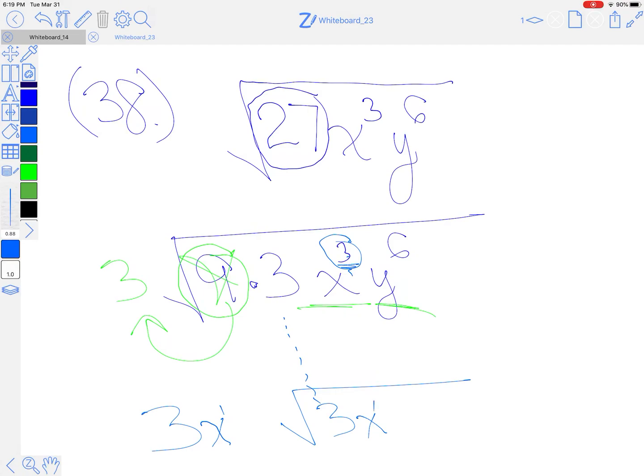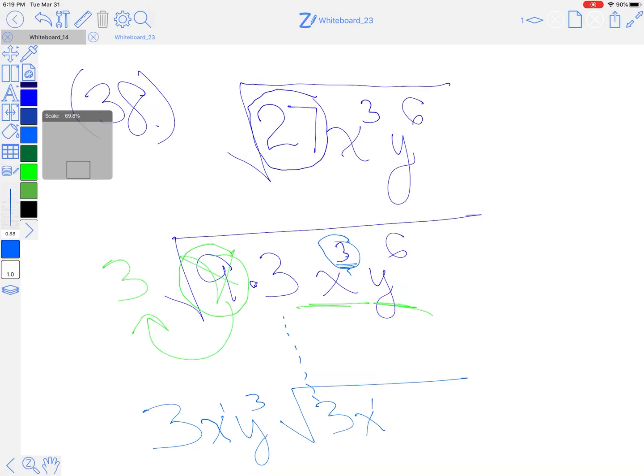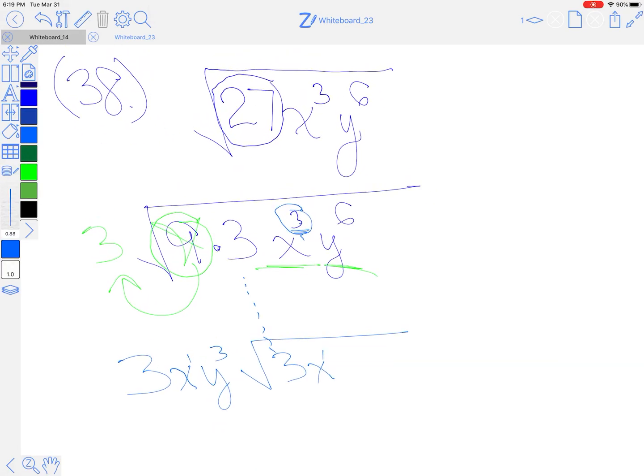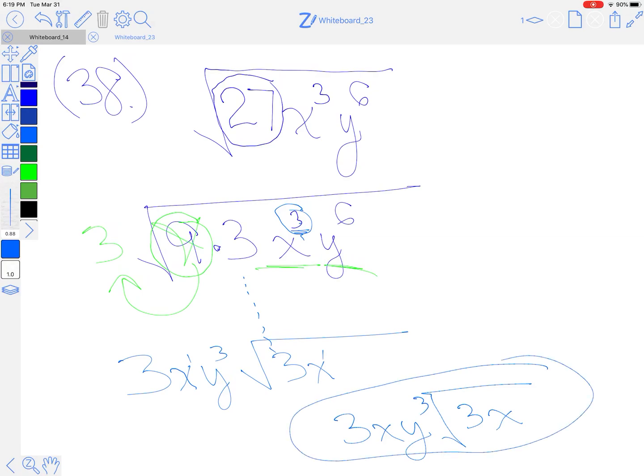Now y to the 6, that's an even one, so I can take out 3 pairs of y's. So I'm taking out y to the 3rd power. And there's none left inside because I took all 6 out. So that would be the final answer for that: 3xy cubed times the square root of 3x. So 38 will be very similar to that.